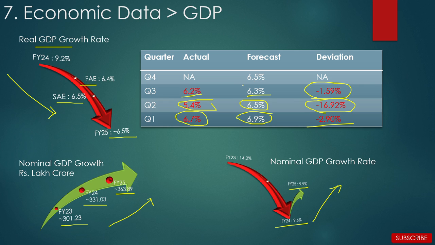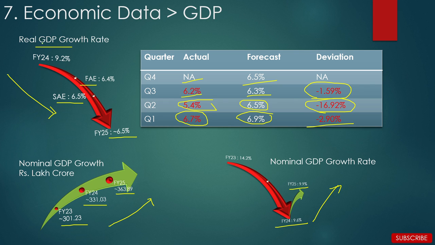And for Q4, it is forecasted at 6.5%, and the actual is not yet released. It will be released on the last Friday, I guess, of May 2025. So almost 1.5 months or so from now. And then we'll know the deviation.